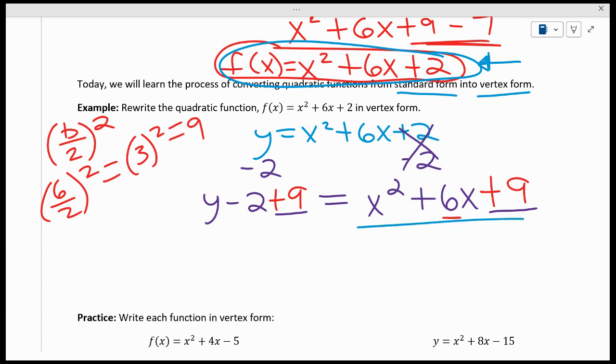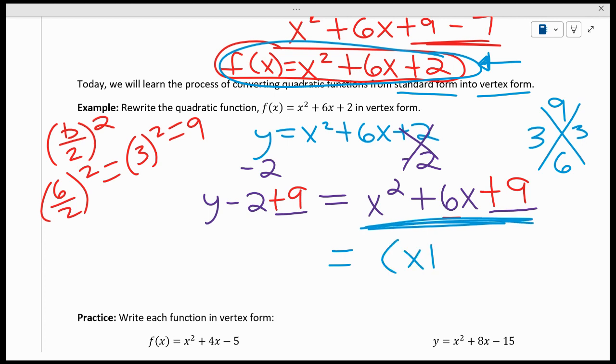Now on this side, since we completed the square, this is a perfect square trinomial, which means we can now factor it. So I'm going to use my x method. 1 times 9 goes on top, 6 goes on bottom. What are the two numbers that multiply to 9 and add to 6? 3 and 3. So on this side, this trinomial is now x plus 3 squared. Technically it's x plus 3 times x plus 3, but again, we skip that step and it goes straight to x plus 3 squared.